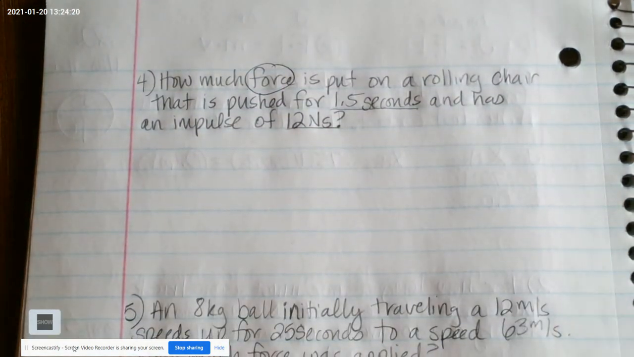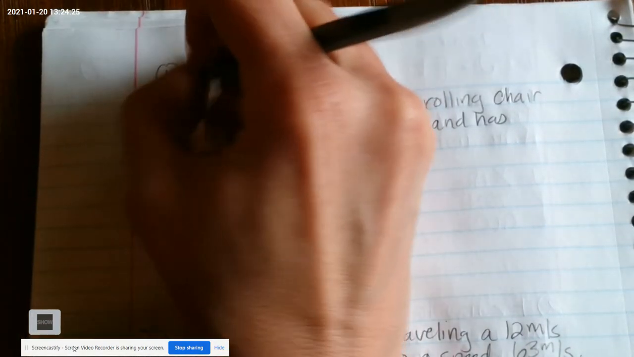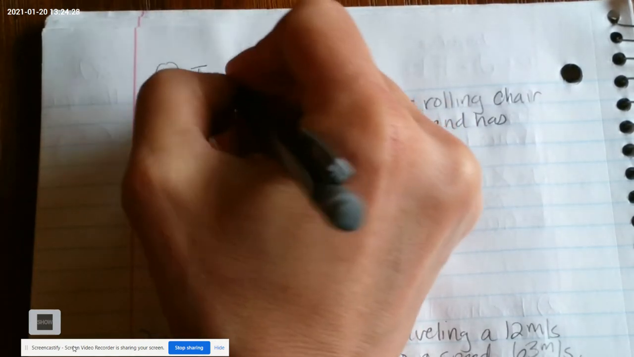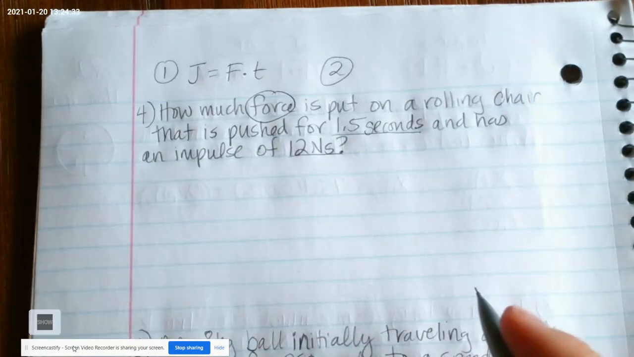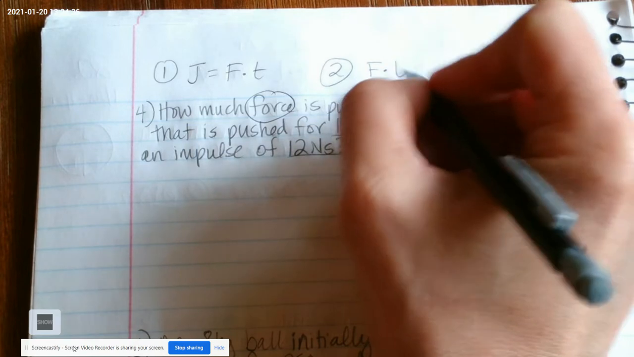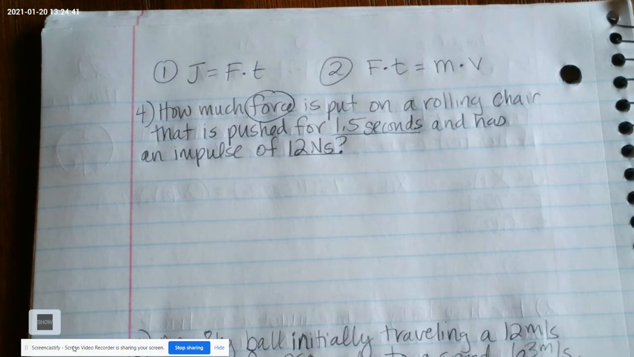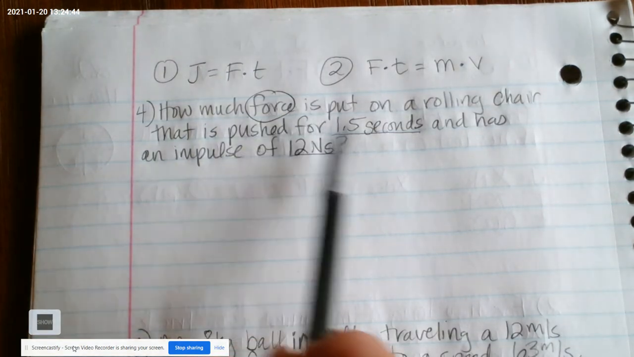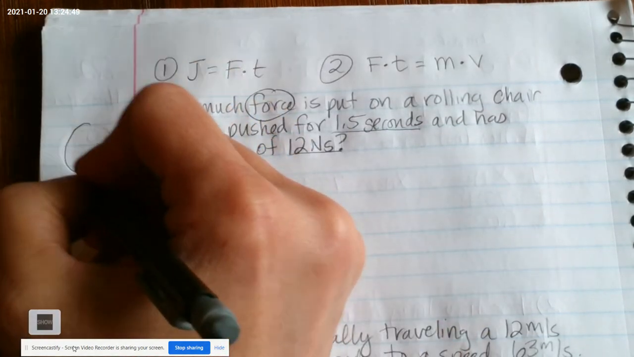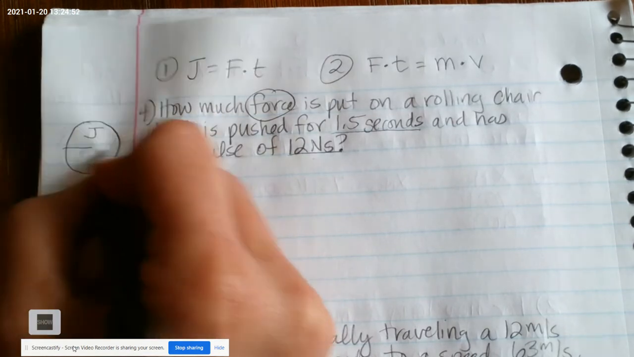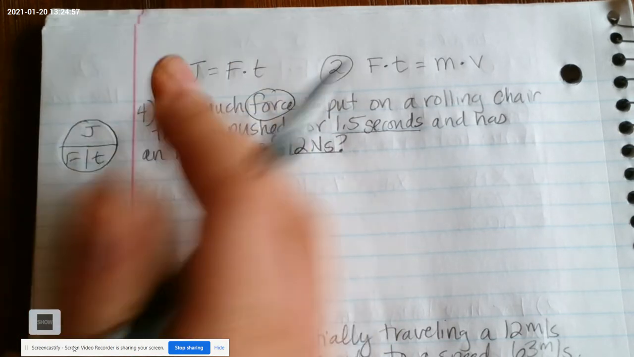So just for the sake of writing out my equations, again, I'm going to do that up here. Remember my impulse was J equals F times T. My second equation was my impulse equals change in momentum equation, which is F times T equals mass times velocity, or m times v. So looking at this, I only have 3 variables: force, time, and impulse. That means I'm going to use equation 1 here. I also need to rearrange it. My circle's on the front, so I'm just going to draw it again. J on top, force and time on bottom.